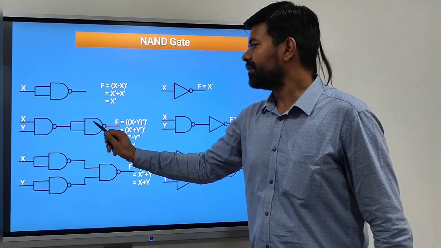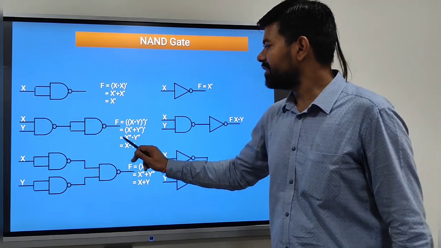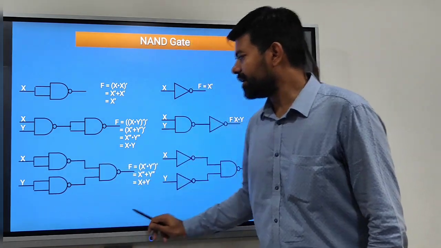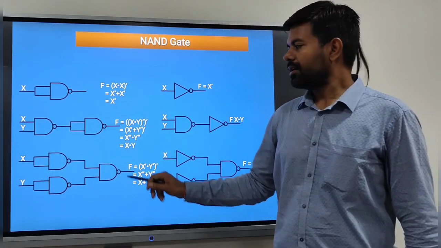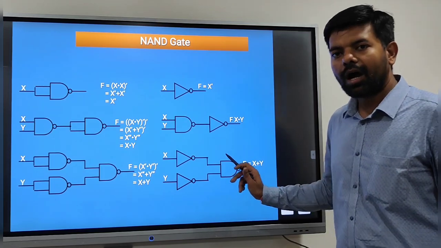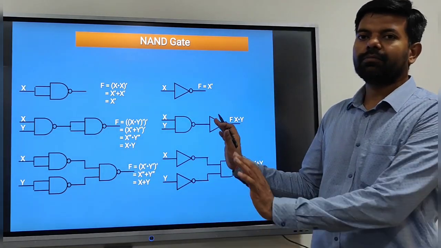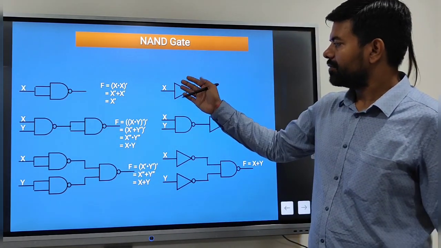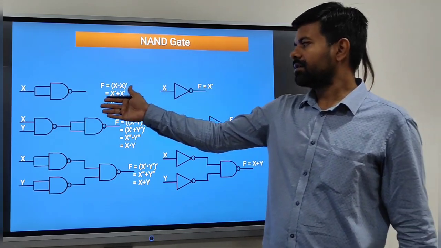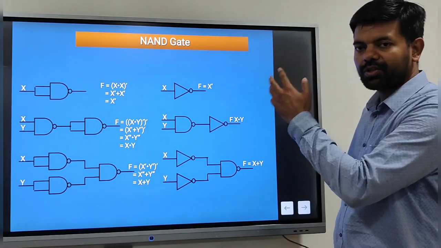Now if we connect two NAND gates in cascade form, we get the AND operation. If we use three NAND gates, we get the OR operation through NAND gates. This is how it becomes the universal gate, realizing all the basic logic gates through its single structure. That's why we call it a universal gate.